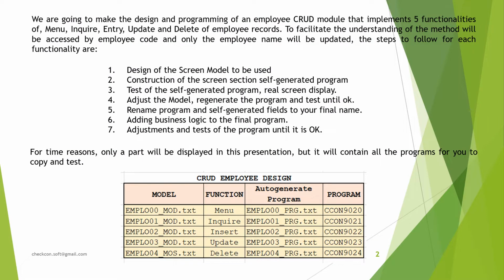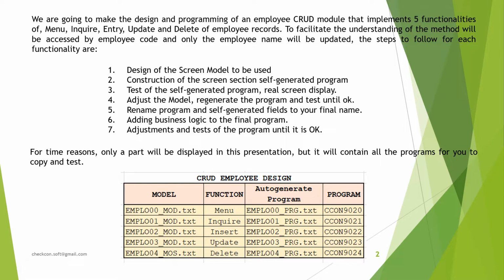We are going to make the design and programming of an employee CRUD module that implements 5 menu functionalities: inquire, entry, update and delete of employee records. To facilitate the understanding of the method, records will be accessed by employee code and only the employee name will be updated. The steps to follow for each functionality are: 1.